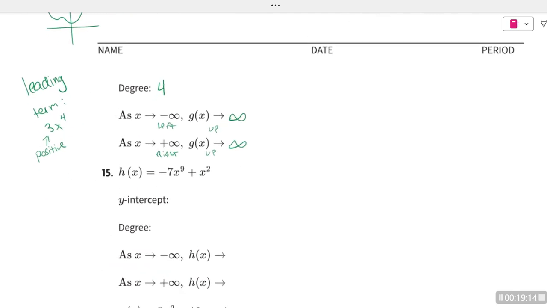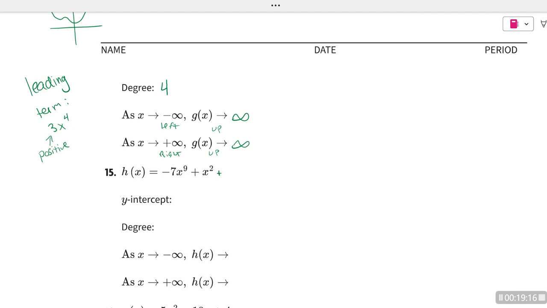Question 15. So y-intercept, there's a plus 0 at the end here that we don't see. So our y-intercept is 0, 0. All those terms, that x to the 9th becomes 0, and that x squared becomes 0. So our degree, well, again, our leading term is negative 7x to the 9th. So our degree is 9, but this time our leading coefficient is negative.